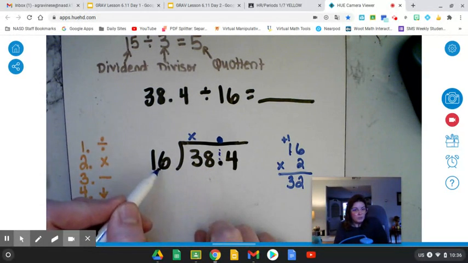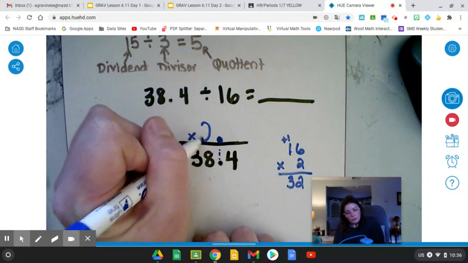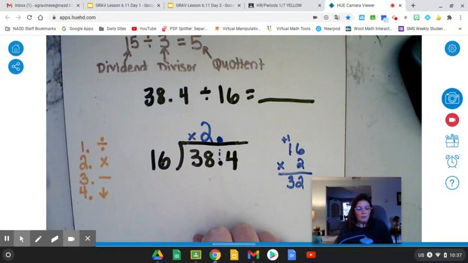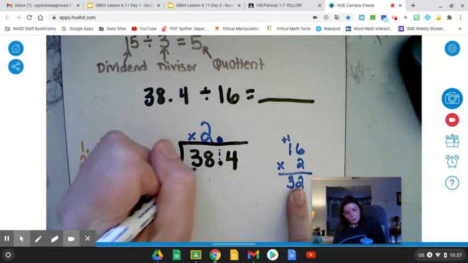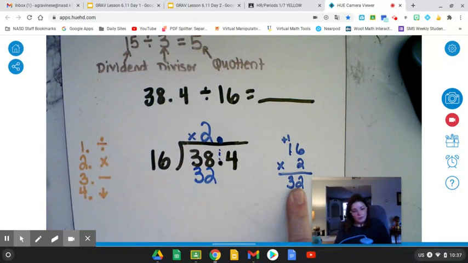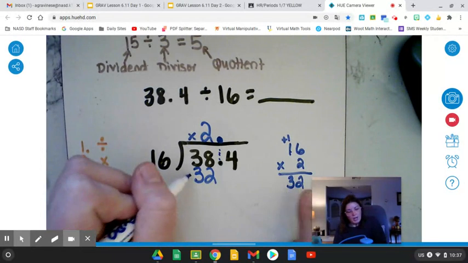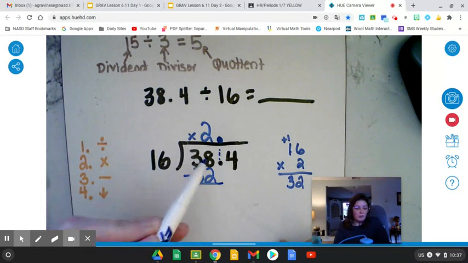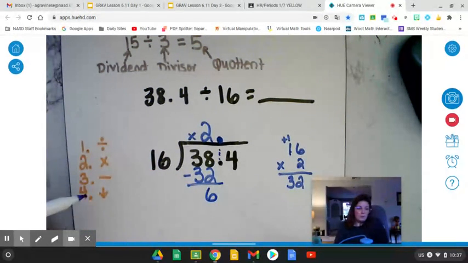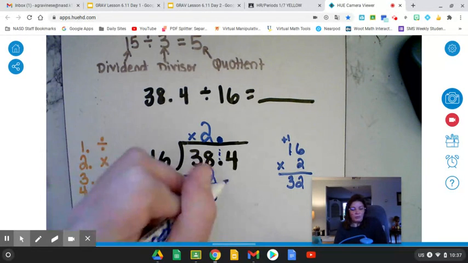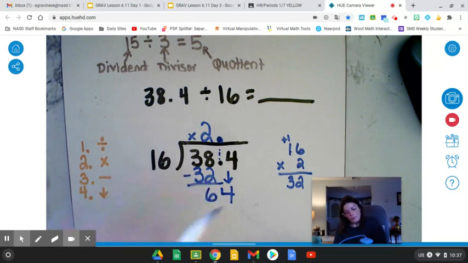So how many groups of 16 can come out of 38? 2. And what was 2 times 16? It was 32. That's my multiplication. Now I subtract. What's the difference between what I needed and what I had? 8 minus 2 is 6. Last step for this round is to bring down your next digit. It's a 4.